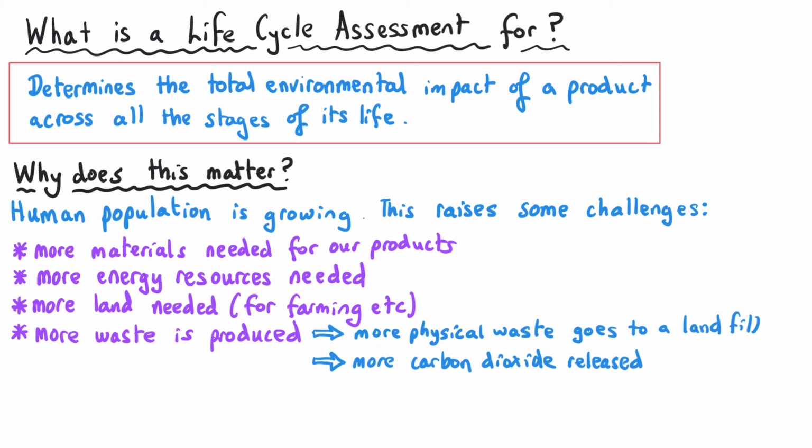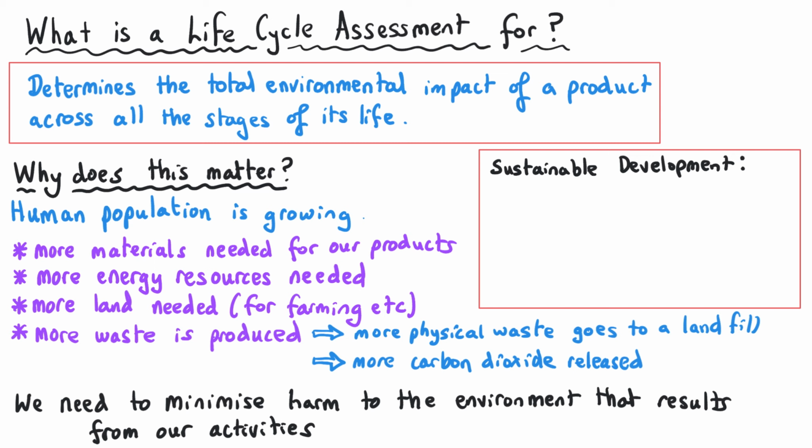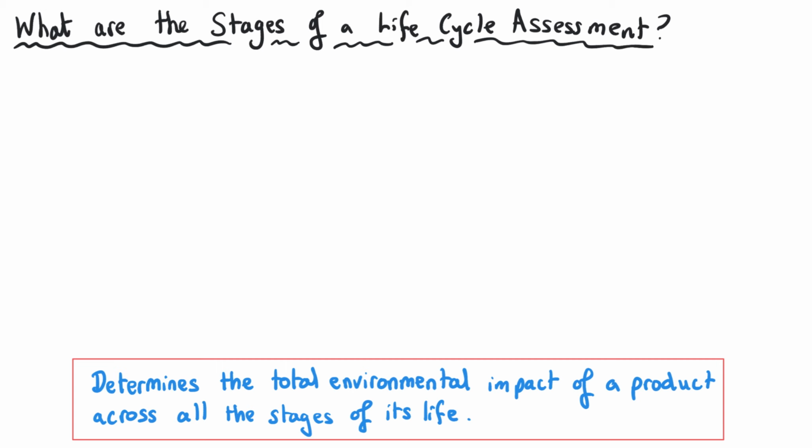And so the products that we make need to be made in a very considered way to think about the environment. And this links in with sustainable development. And that is where we meet the needs of the people today for the warmth and shelter and energy that I've already mentioned, without affecting the ability of the people who come after us to meet their own needs. A life cycle assessment looks at the total environmental impact of a product across all of the stages of its life. So what are these stages?